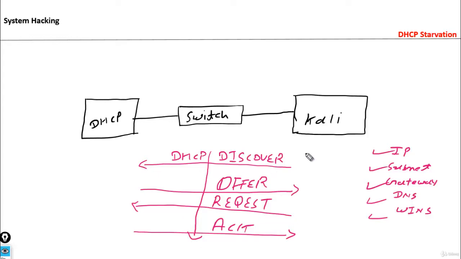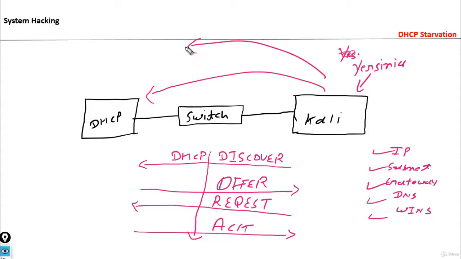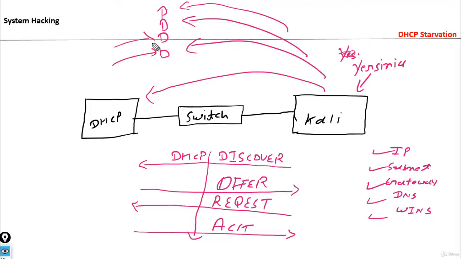So in this video, I will use the Yersinia tool in a Kali box to attack the DHCP server. This tool will send lots of discover messages to the DHCP server, and this DHCP server provides IP configuration to every discover request.